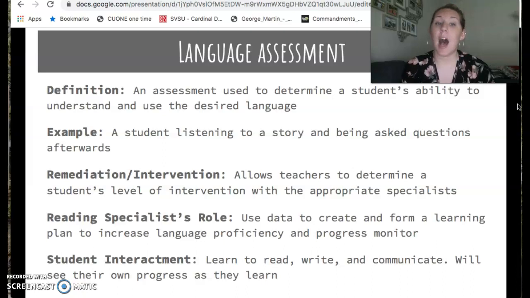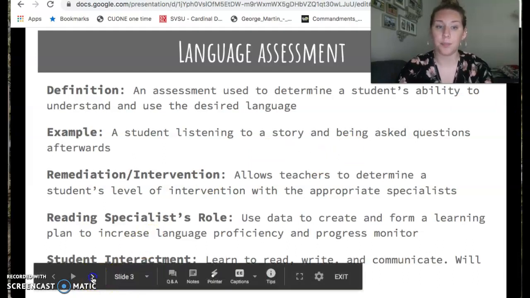Language assessments help teachers determine where students are going to fall in terms of levels of intervention and with what appropriate specialists. And the reading specialist's role in language assessments is to form a learning plan for students using the data to help increase their proficiency. When students are using and becoming familiar with language assessments, they're going to grow as readers, writers, and communicators, and they're going to see their own progress.